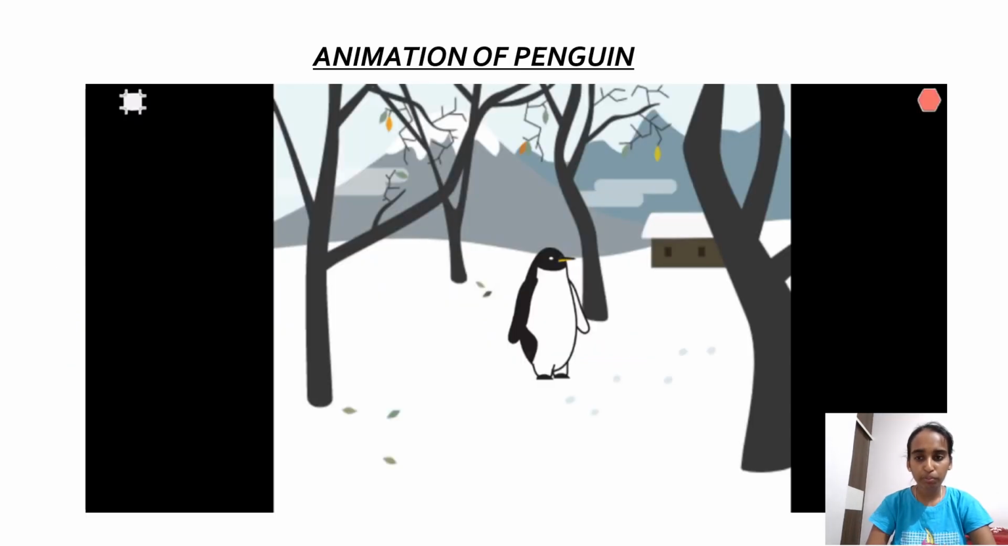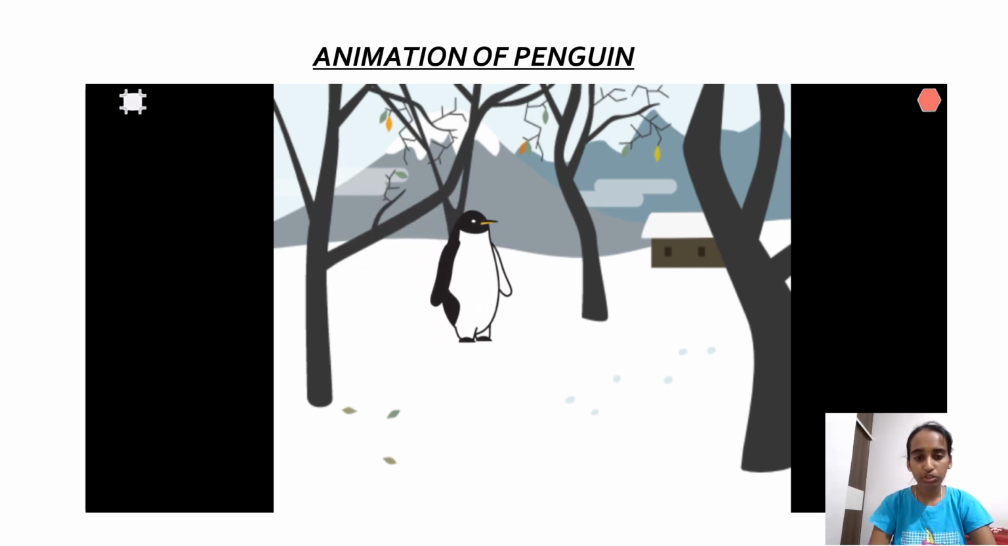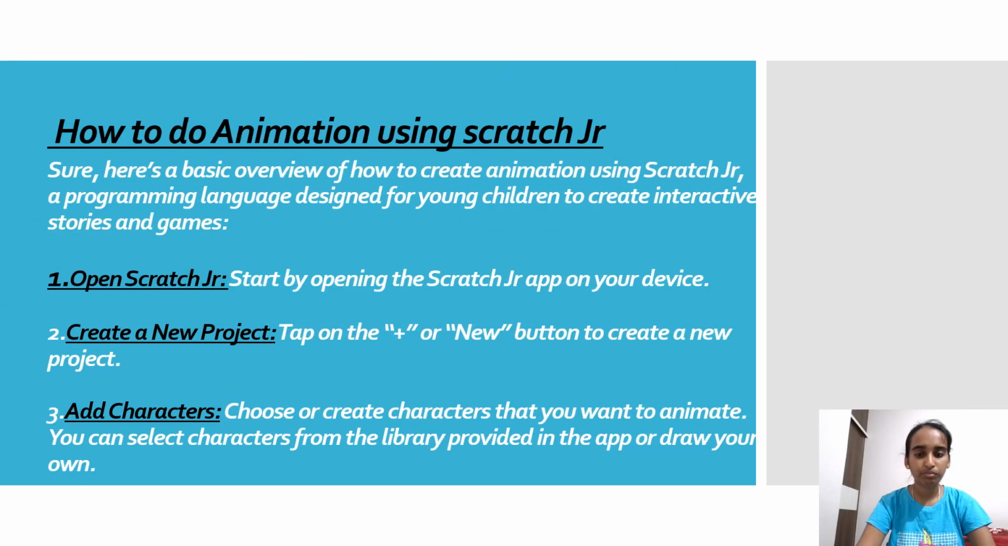Here is an example of a penguin where it is moving and it is jumping. How did I do this animation? Let us learn in the next slides. We saw in the last animation that the penguin was moving. That penguin animation was done in Scratch Jr. Let us learn how to do that animation.